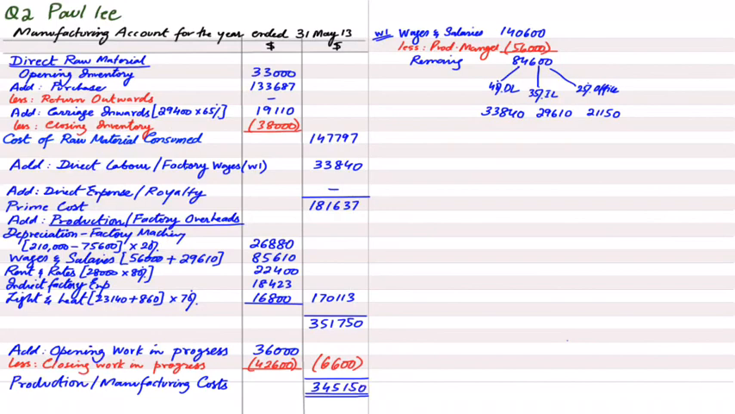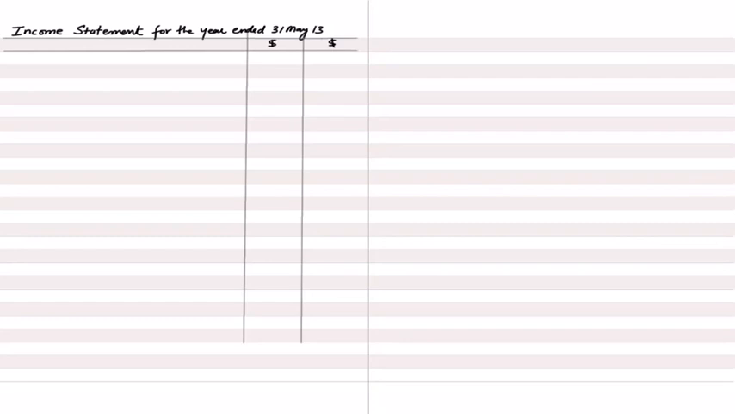So production or manufacturing cost is basically the total amount that it cost us in our factory to make these goods, not to sell these goods, just to make these goods for resale. After manufacturing account, this is a marking scheme, the marks that have been allocated by the CAIE examiner to each item. Then we have income statement. Income statement, as you may be aware, you may have studied the income statement for sole trader previously. So there are slight changes in the income statement for a manufacturer.